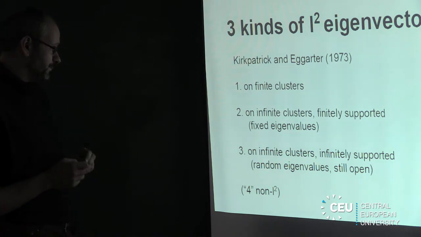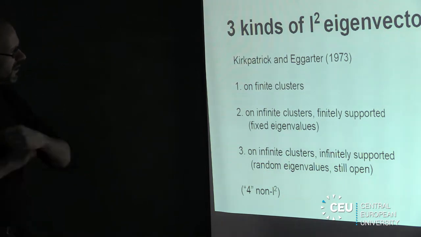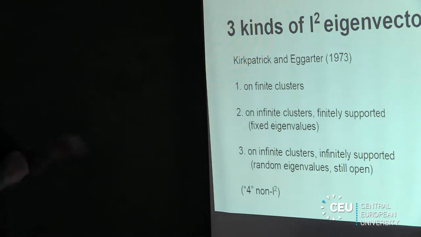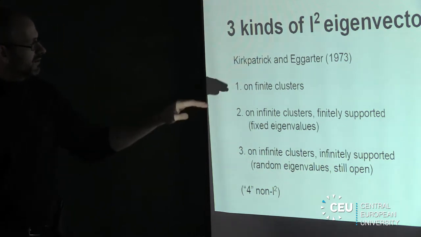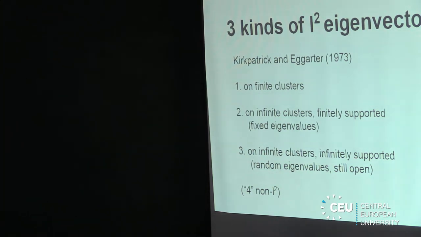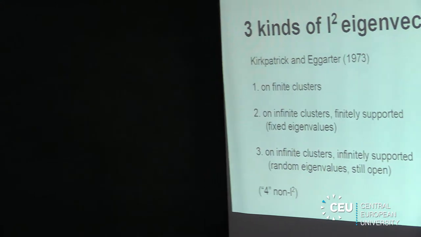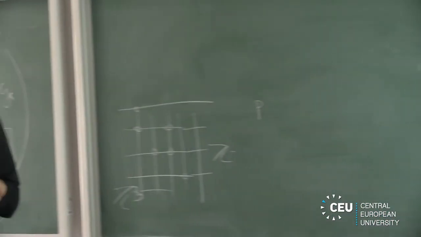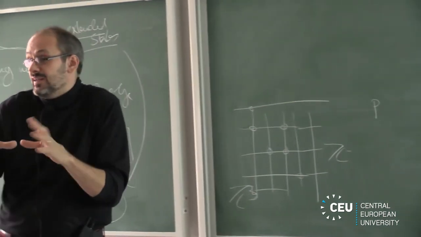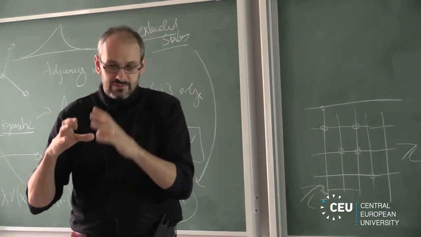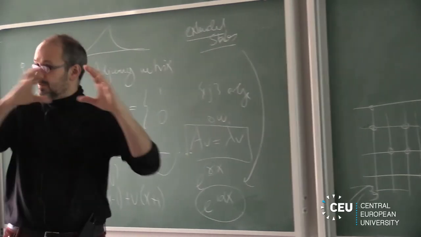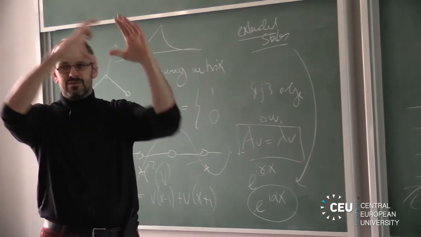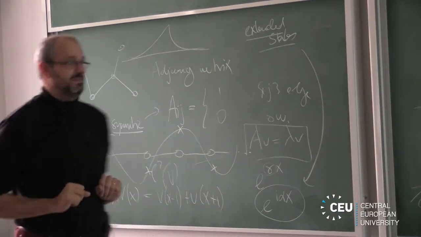So there is some observation here: when you have eigenvectors that are infinite clusters and they're finitely supported, then they correspond to some fixed finite part of the graph that you see in many places, because it's a calculation, so everything is copied many places everywhere.